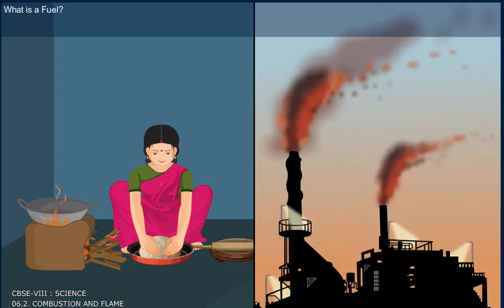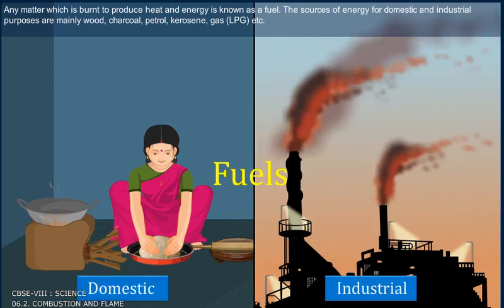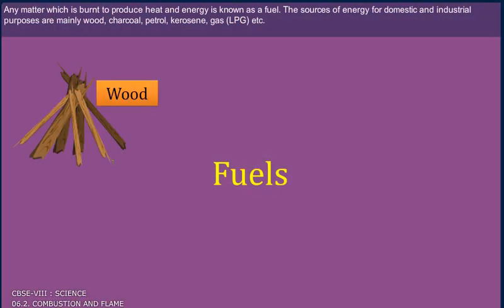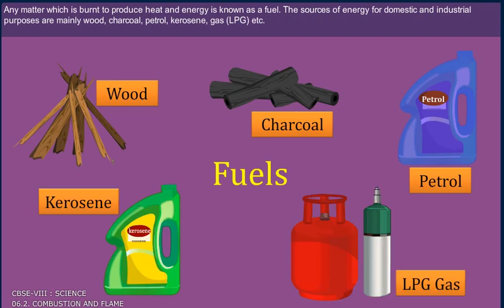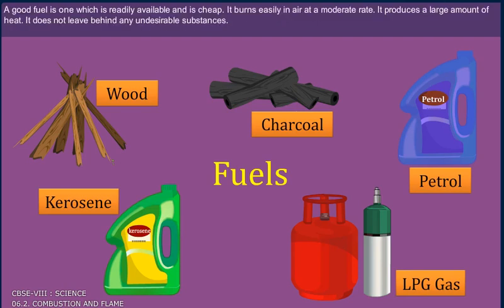What is a fuel? Any matter which is burned to produce heat and energy is known as a fuel. The sources of energy for domestic and industrial purposes are mainly wood, charcoal, petrol, kerosene, gas. These substances are called fuels. A good fuel is one which is readily available and cheap. It burns easily in air at a moderate rate. It produces a large amount of heat. It does not leave behind any undesirable substances.